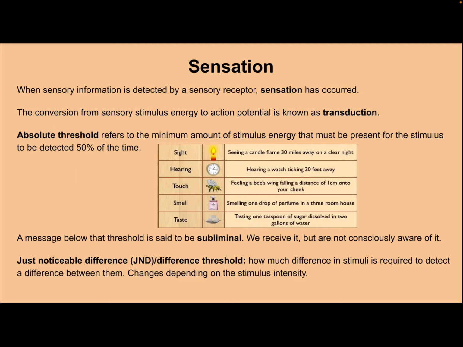This is pretty interesting because you might not think you would be able to hear a watch ticking 20 feet away, but half the time the average person can. If you look at the chart, we can also see a candle flame 30 miles away. We can feel a bee's wing falling 1 centimeter onto our cheek. But remember, that's half the time, the absolute threshold. Smell 1 drop of perfume in a 3-room house, or taste 1 teaspoon of sugar dissolved into 2 gallons of water. So they've done research to determine the absolute threshold of these 5 senses.